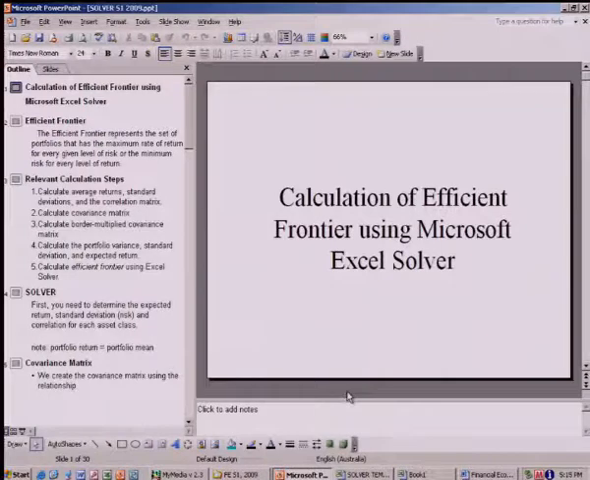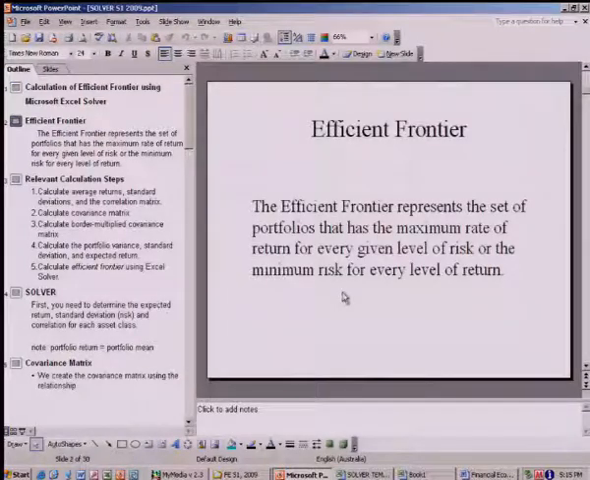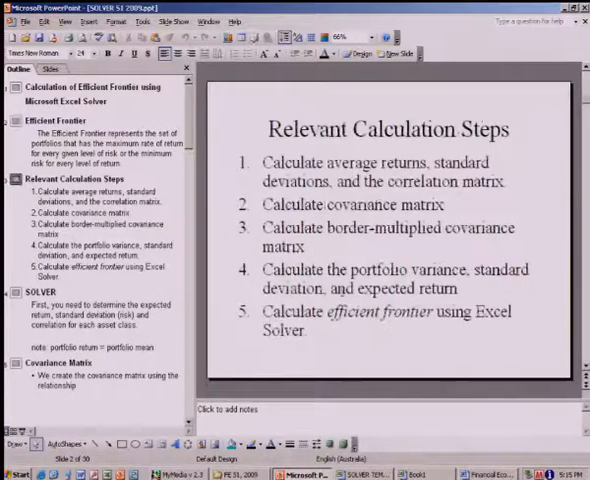So the first thing, I believe Stephen has already told you what the efficient frontier is. It basically represents a set of portfolios for which you have maximized the rate of return for any given level of risk, or in other words, for any given level of the rate of return, you are minimizing the risk associated with investment in that particular portfolio.